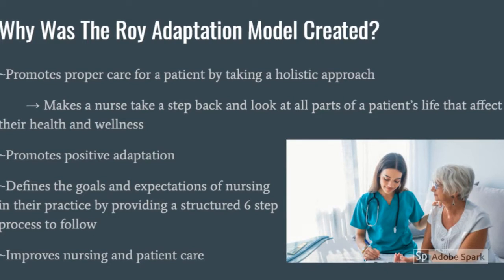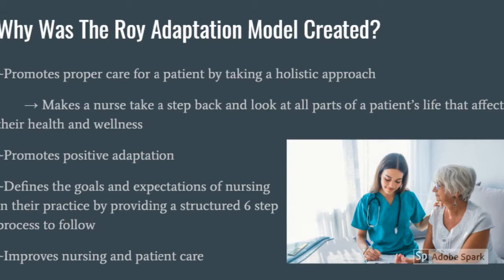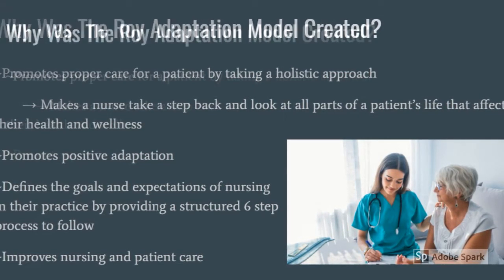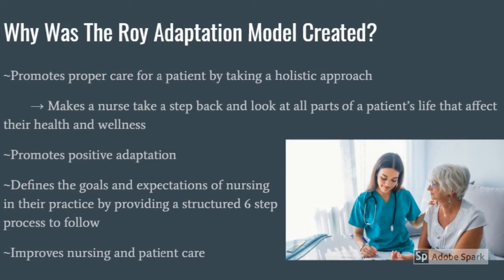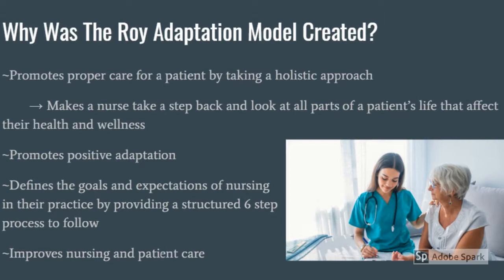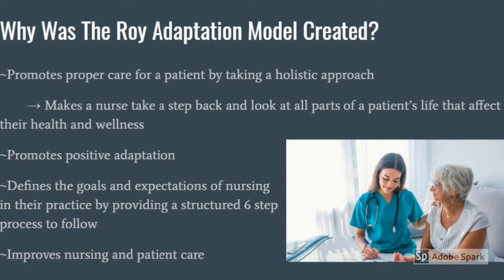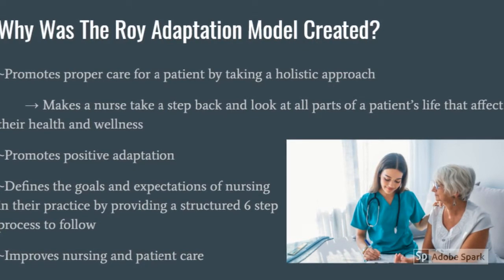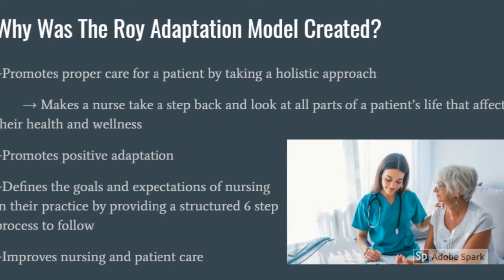This makes us see an individual as many different interrelated systems that are consistently adapting in order to cope with the changes within themselves and the outside world. This will encourage us to promote positive adaptation. In addition to this, the Roy Adaptation Model defines the goals and expectations of nursing in their practice by providing a structured 6-step process to follow. When using this, the overall quality of nursing and patient care improves.